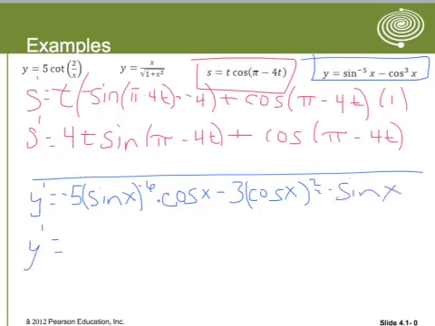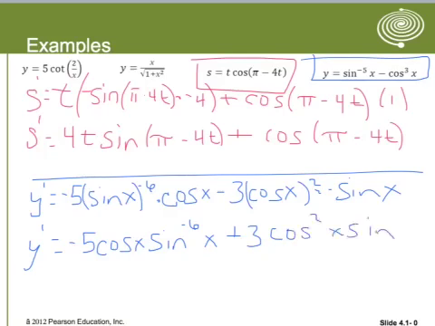Simplifying just a little bit, negative 5 times the cosine of x times the sine, and we'd probably write it like this, of x to the negative 6th power. Two negatives here make a positive 3 cosine squared of x times the sine of x.